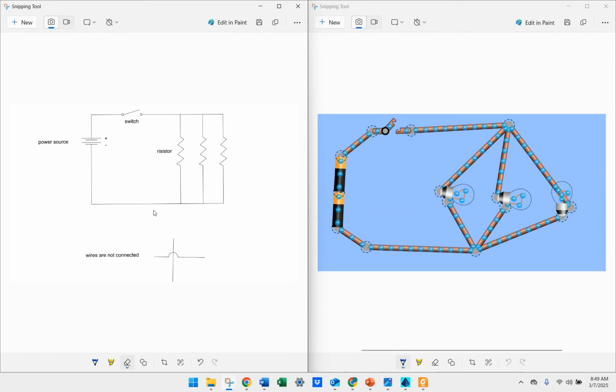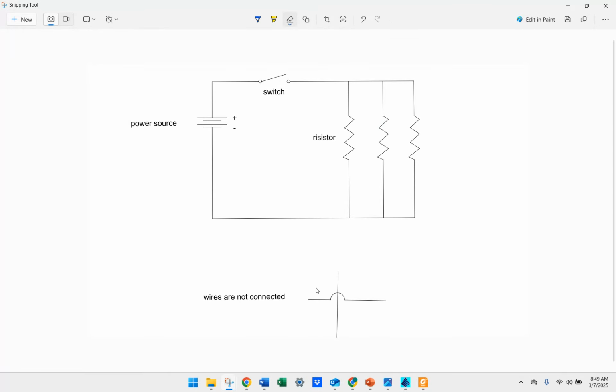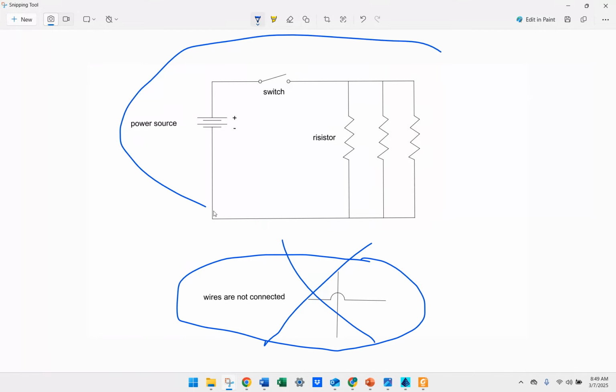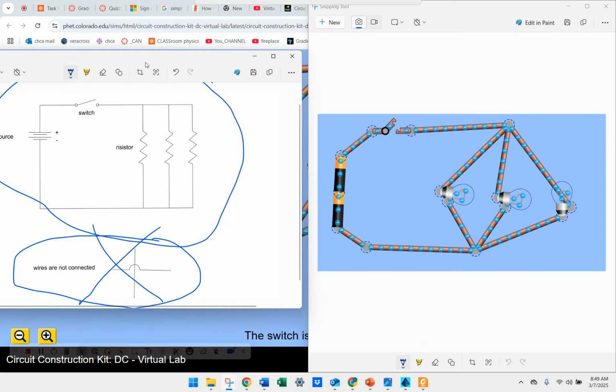So this, I should clarify, this part right here, this is a different thing. This is not actually what we're talking about right now. But this part, this diagram right here, is exactly the same as what we would see over here on this side. So we're going to minimize that.